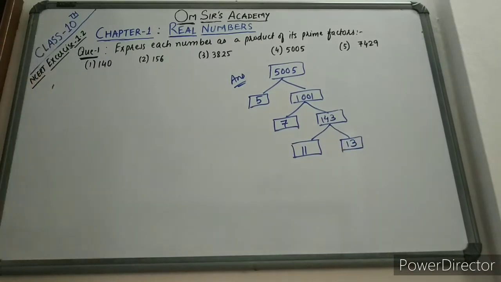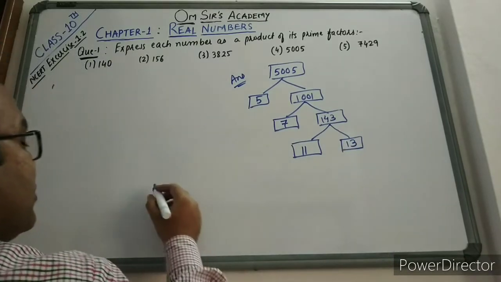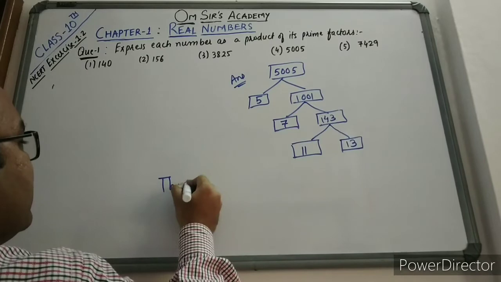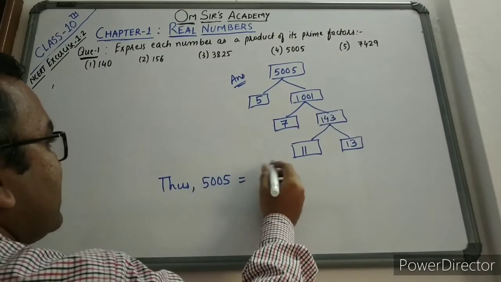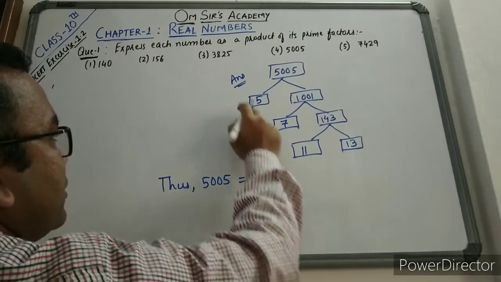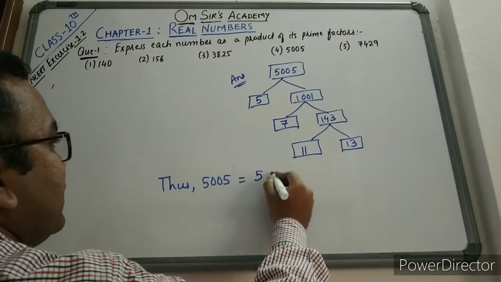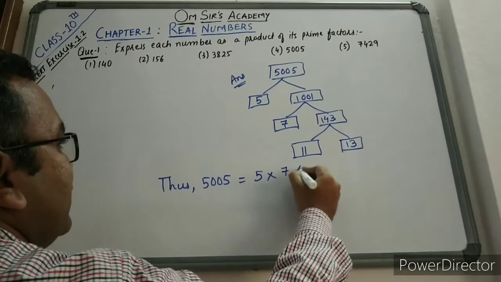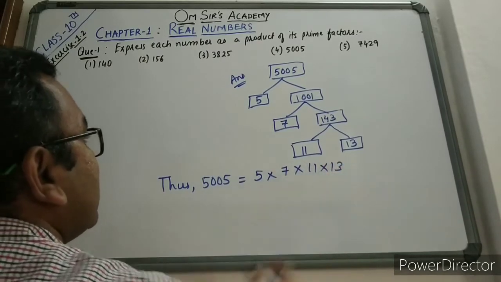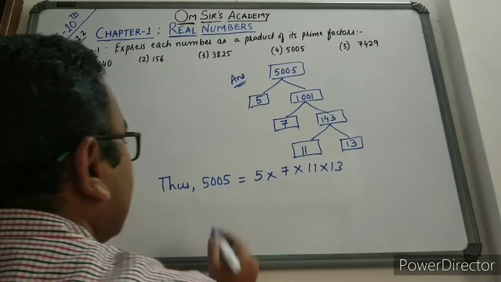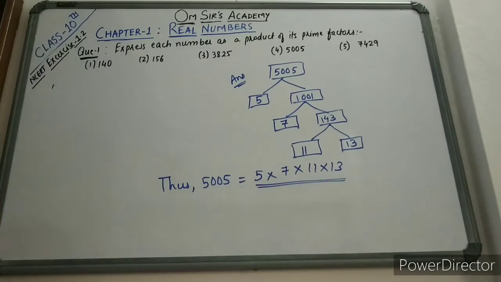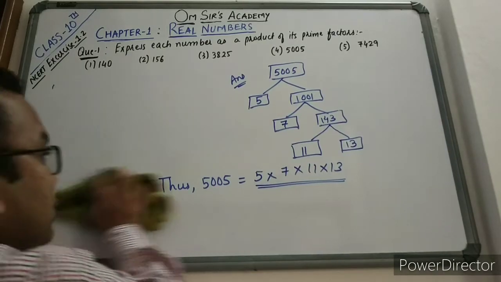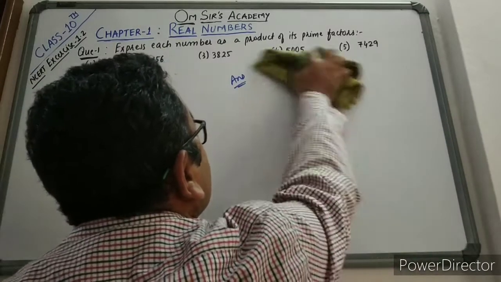So 11 into 13 is 143. So what are the product of primes of 5005? It is 5 into 7 into 11 into 13. So these are the product of primes of 5005. Is it clear friends? Now we move to the next question, that is the fifth one.